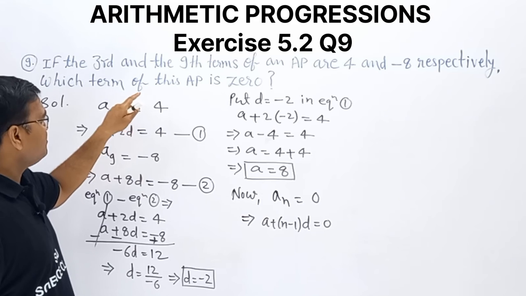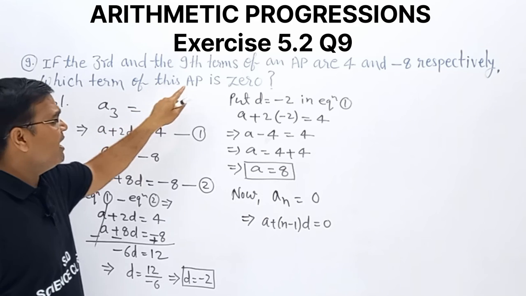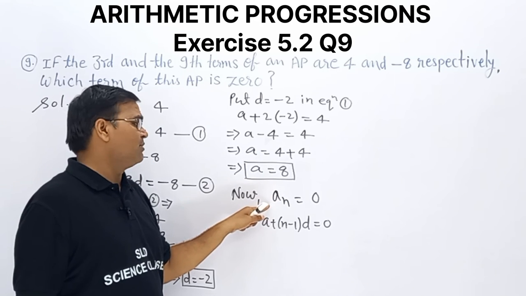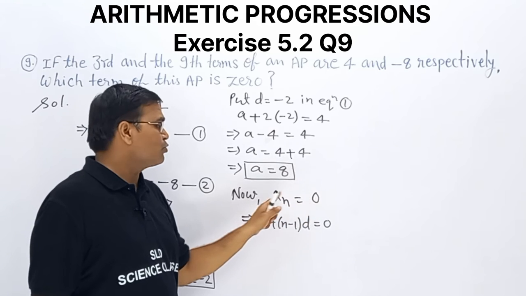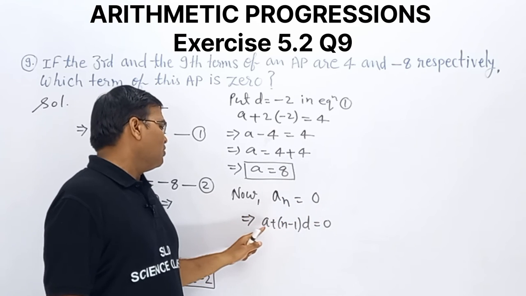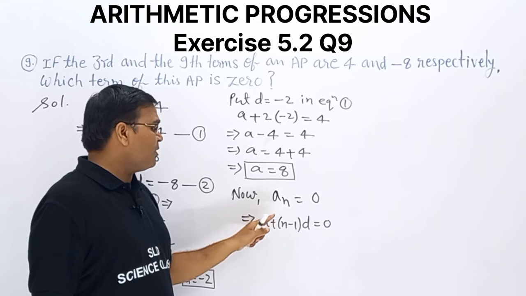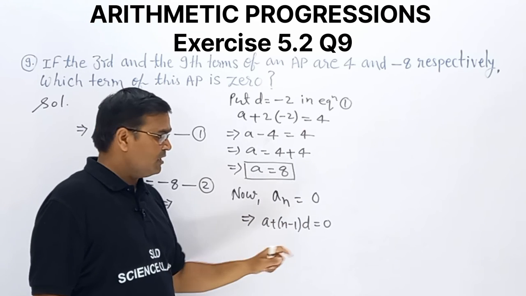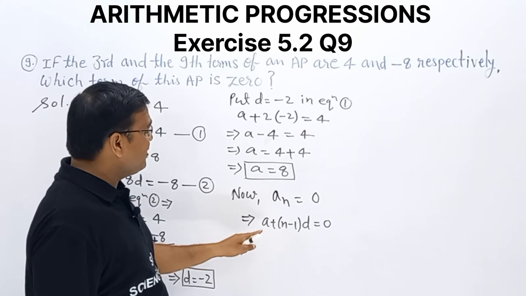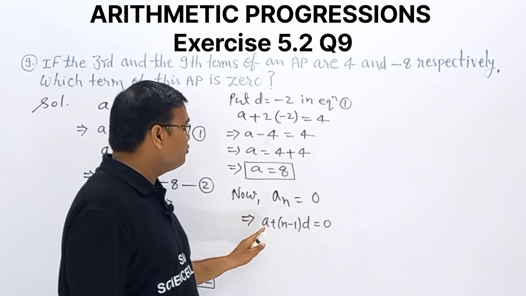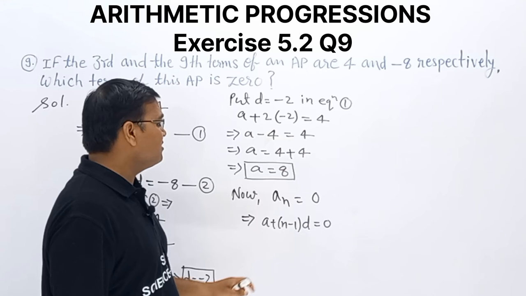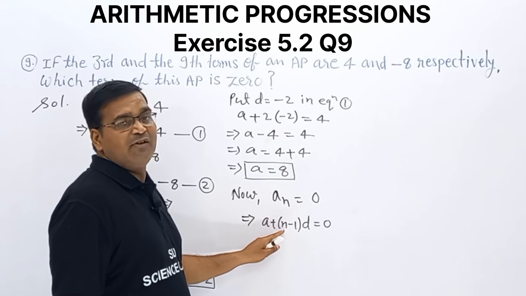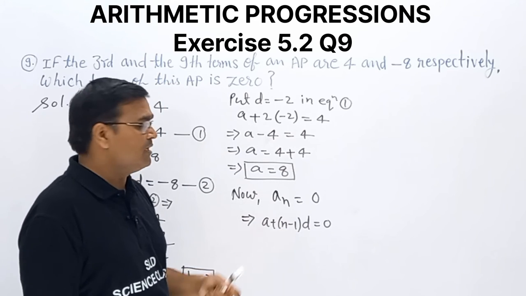So we are assuming the nth term value is 0. The formula of the nth term of AP is a plus n minus 1 into d equal to 0. We obtained the values of a and d. Put the values of a and d in this equation, then we can find the value of n. We require n only. Clear?